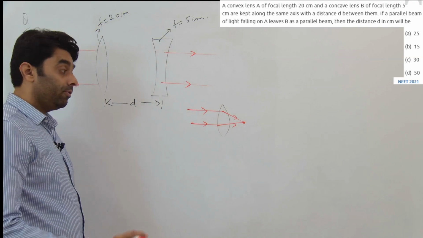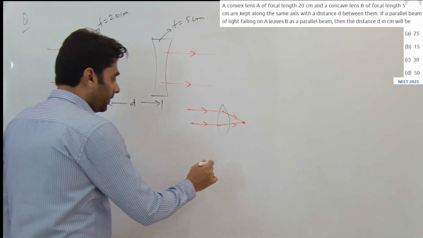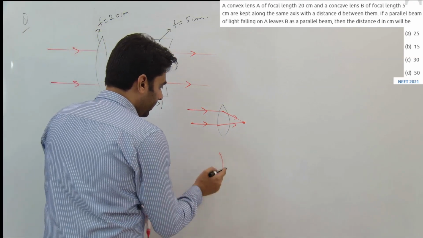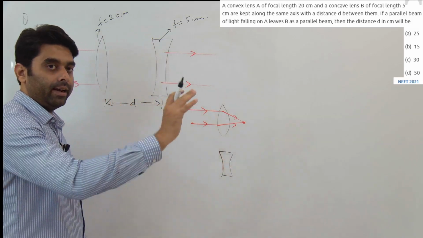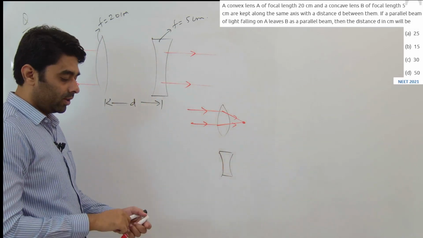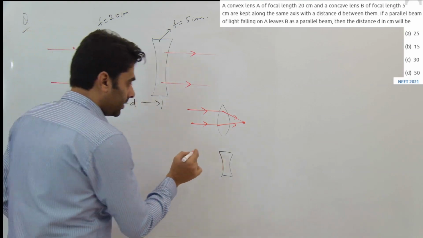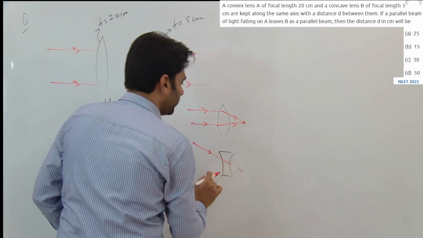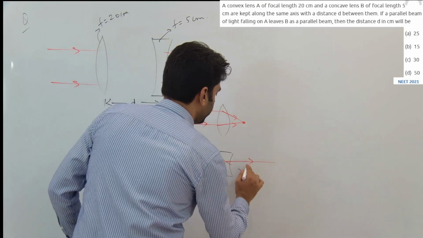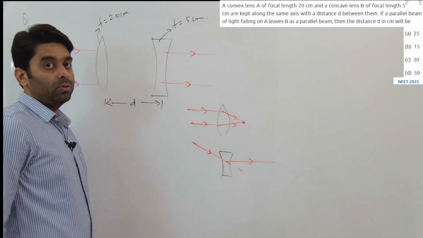Right? And we also know that if, let's say, this is your concave lens. When does a light ray refract parallel to the principal axis in a concave lens? Basically when the light ray is appearing to pass through the focus. When it is appearing to pass through the focus, after refraction it will go parallel to the principal axis.